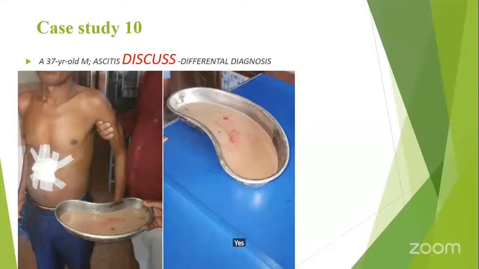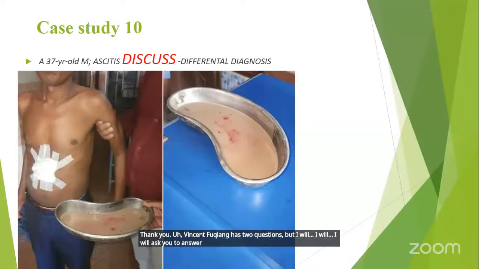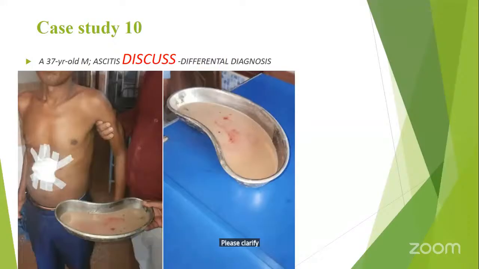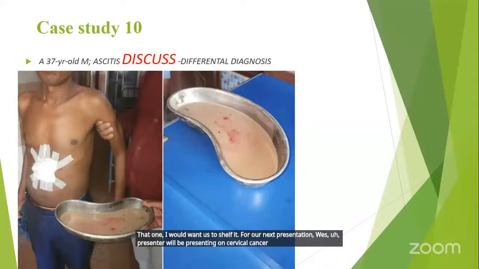Yes. Thank you. Vincent Ochieng has two questions, but I will ask you to answer one. The first one is, please clarify for me on laboratory diagnosis of cervical cancer disease. That one I will want us to shelf it for our next presentation where a presenter will be presenting on cervical cancer. This one was soft tissue.